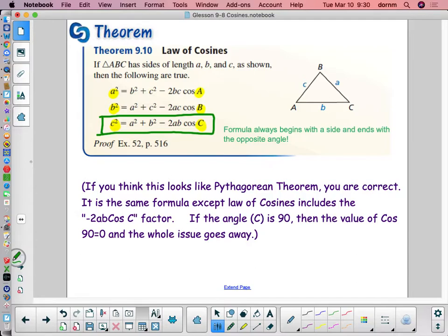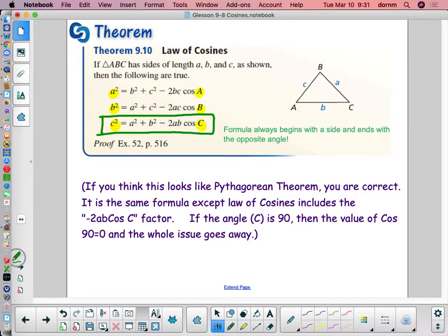Now, that looks really complicated, but it's not. First off, you don't have to memorize it. But secondly, even if you did have to memorize it, if we take away the 2AB cosine C, what do we have? C squared equals A squared plus B squared. It's Pythagorean theorem, isn't it? In fact, if the angle C is 90 degrees, interesting fact, the cosine of 90 is 0. So this whole thing goes away. So when C is a right 90-degree angle, in other words, when it's a right triangle, you just get C squared equals A squared plus B squared. It's actually kind of nifty. So it is Pythagorean theorem, just a fancy, more abstract version of it.